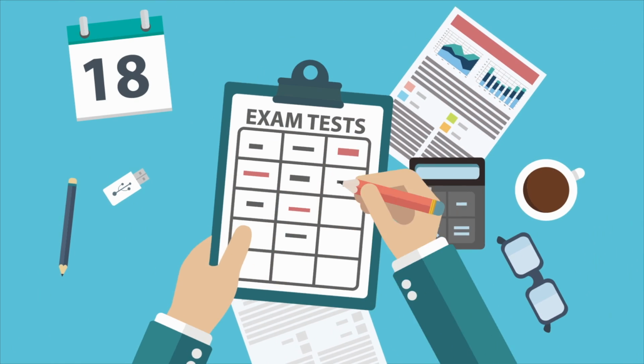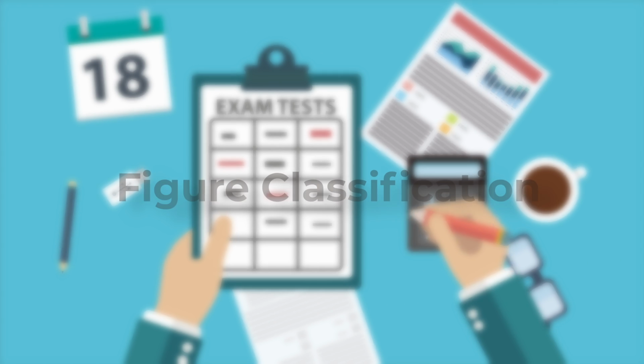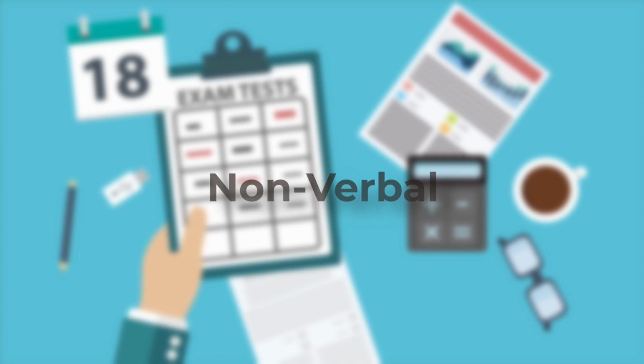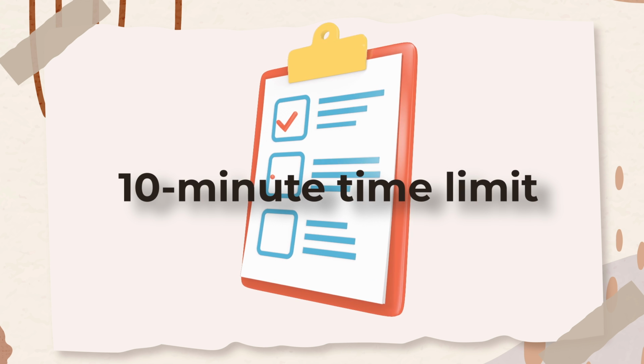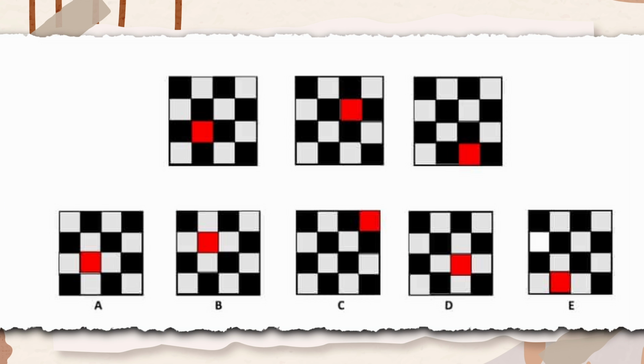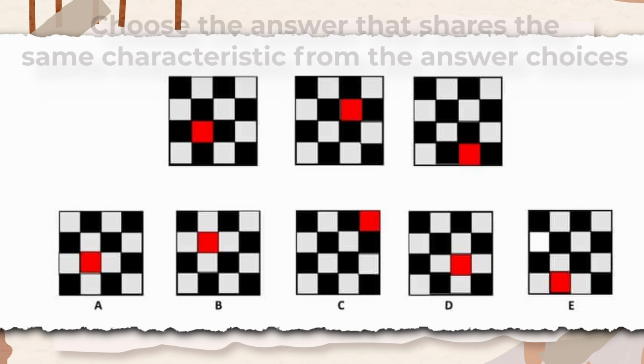So let's start with the first section of the test, which is called Figure Classification and is one of the 2 sections under the nonverbal battery. Overall, there are 24 figure classification questions with a 10-minute time limit. Each question shows 3 pictures that share a connection or a characteristic. Choose the answer that shares the same characteristic from the answer choices.